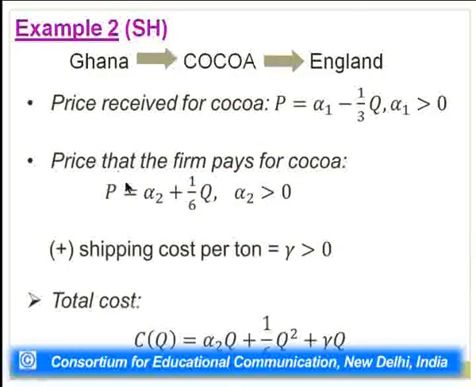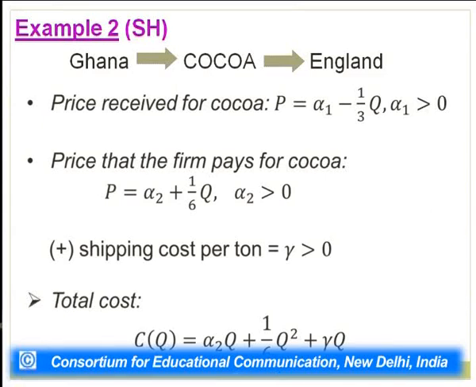And because it's buying cocoa from Ghana, let's assume that the price that the firm pays per unit, per ton of cocoa, is given by P equal to alpha 2 plus 1/6 times Q, where alpha 2 is positive. And this then gives us a total cost for the firm, this cocoa shipping firm, which would then be, because this is the per unit price that it pays for cocoa, we'll therefore multiply it with Q, because Q is the amount shipped and sold. So alpha 2 times Q plus 1/6 times Q square, that will be part of the firm's total cost.